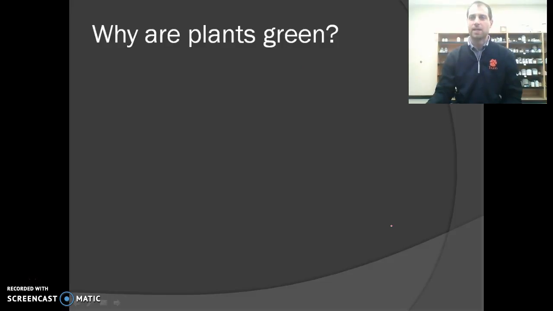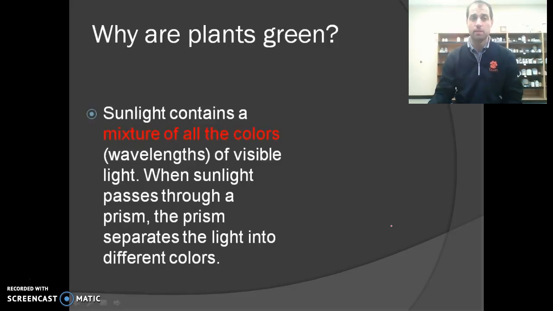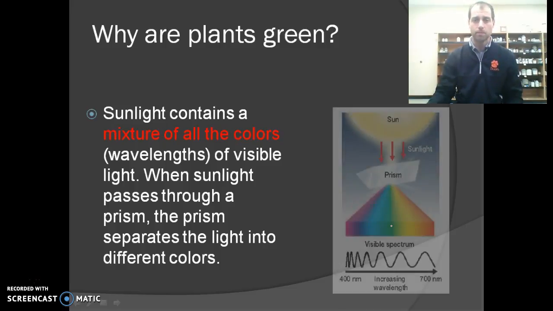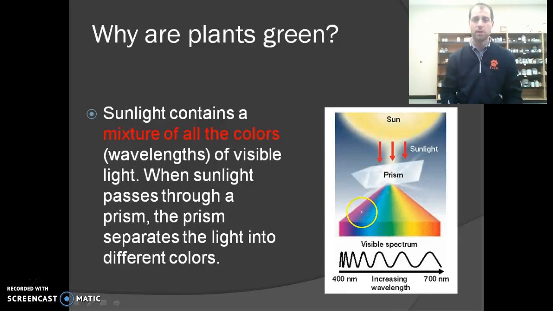But why are plants green then? And that's our overarching question today. Why are plants green? Well, we have to understand that the sunlight is a white light that contains mixtures of all the colors of the visible light spectrum. When sunlight passes through a prism, we can see all the colors of the rainbow. You might have done this in middle school, where you've taken a white light, shown it through a prism, and see all the colors of visible light: red, orange, yellow, green, blue, indigo, and violet.